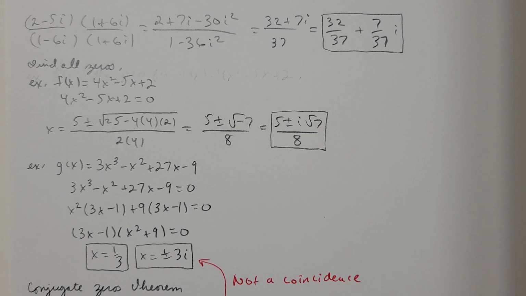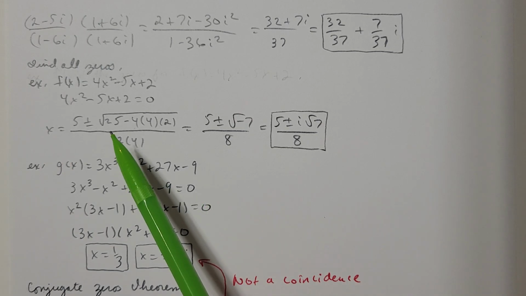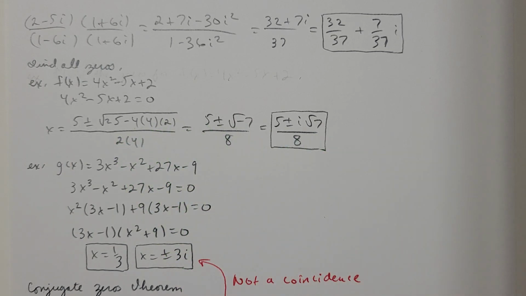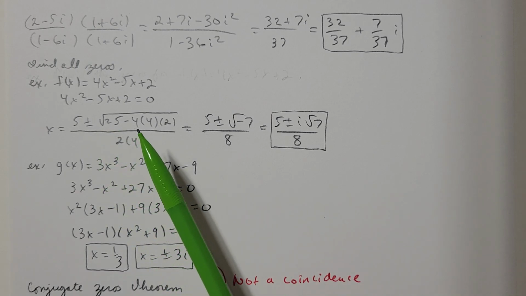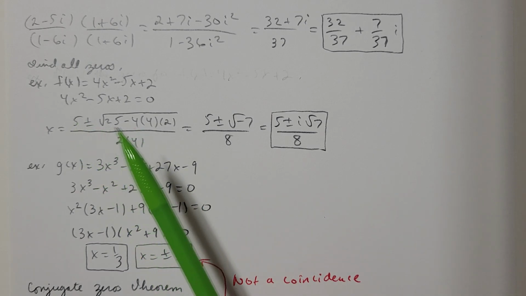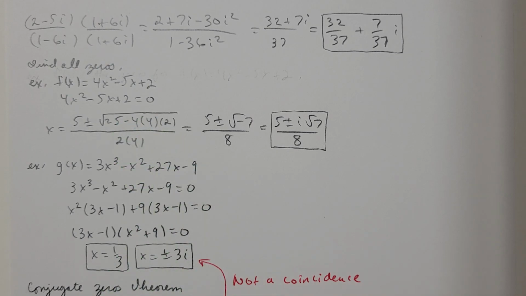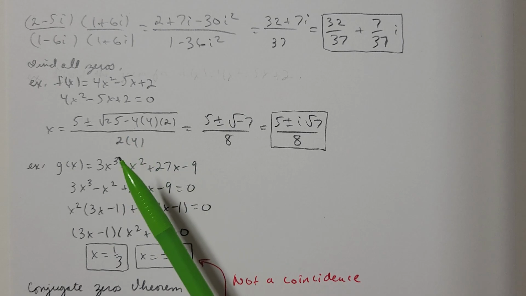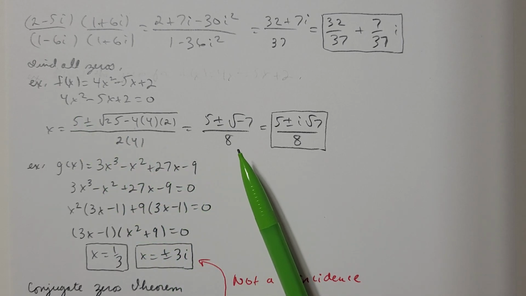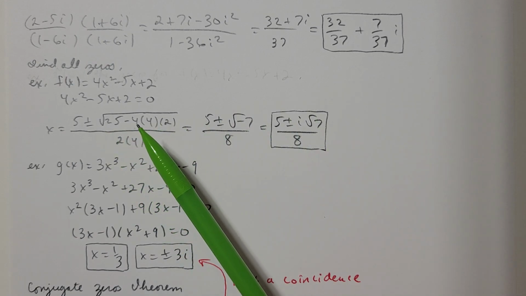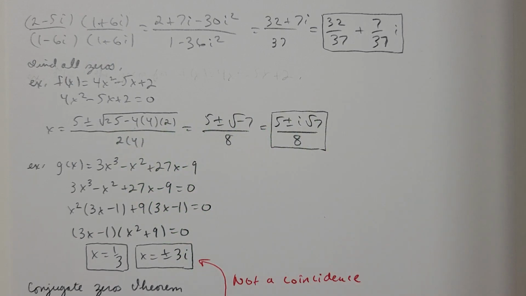Okay, so x is equal to the opposite of b, that's 5, plus or minus the square root of b squared, negative 5 squared is 25, minus 4 times a is 4, times c is 2. And this is all over 2a, 2 times 4 would be 8 in the denominator. Okay, 25 minus 32 is negative 7. Okay, so I got 5 plus or minus the square root of negative 7 all over 8.